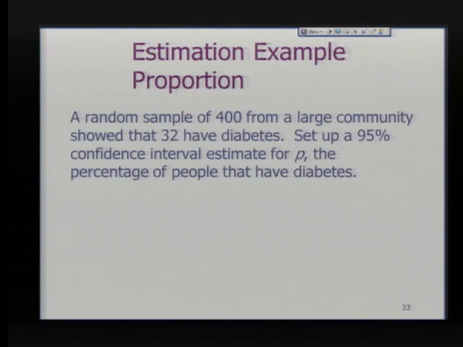You have a sample of 400 from a large community, and it shows that 32 of them have diabetes. And you want to use this data to estimate the proportion of people who have diabetes from this population.